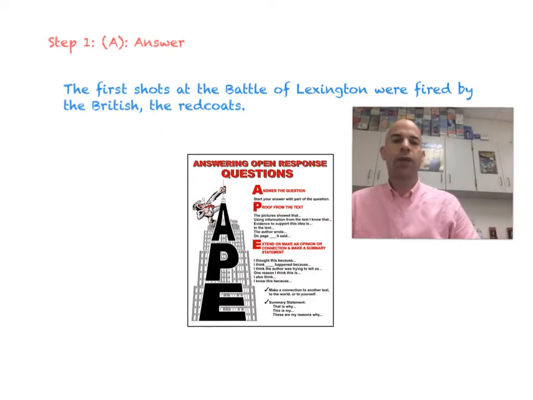All right, so the first thing I'm going to do in the APE method, the A stands for answer. Answer my question. And to answer the question, I'm going to simply restate the question and then give my answer. You can see in blue what I've done. The first shots at the Battle of Lexington were fired by the British, the Redcoats. Do you notice how I restated the question and then I gave my answer? That's really important because now everything is going to funnel from this point on down.